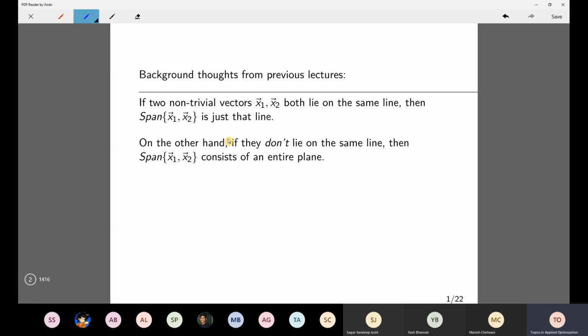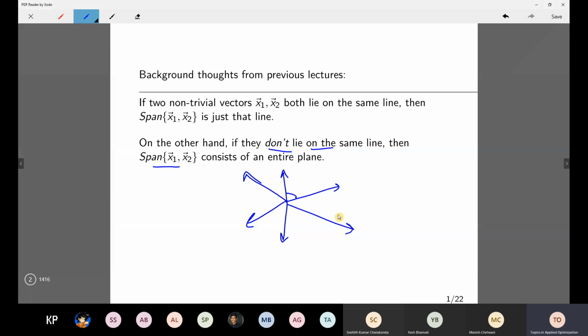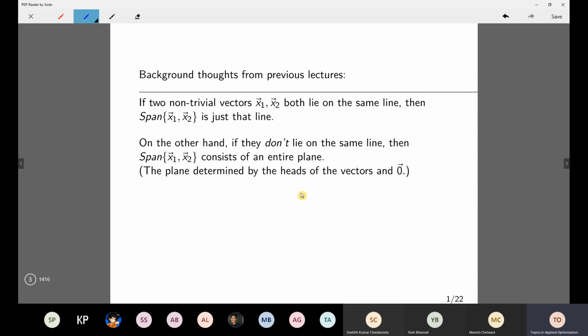On the other hand, if they don't lie on the same line, then the span of x1, x2 consists of the entire plane. This is something we also saw in the last class. If the vectors are like this, not on the same line, then the span will cover the entire plane. Any vector you give in the plane can be generated using these two vectors, if the two vectors are not on the same line.